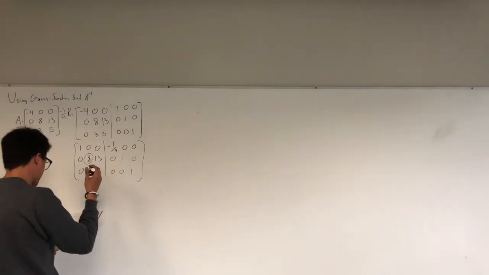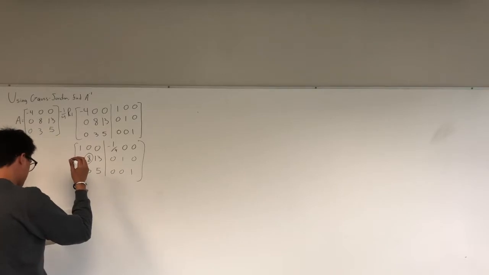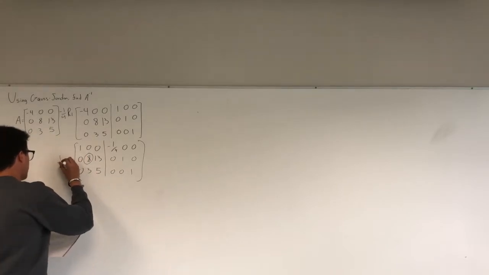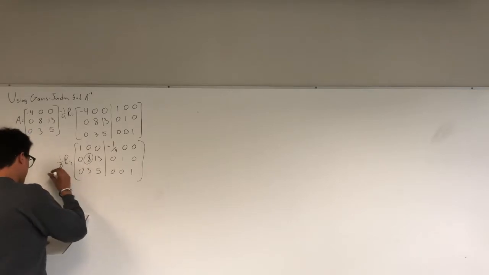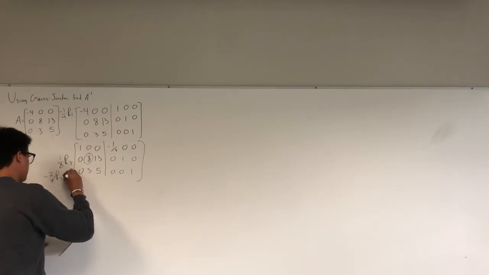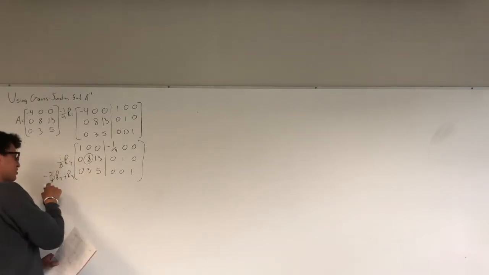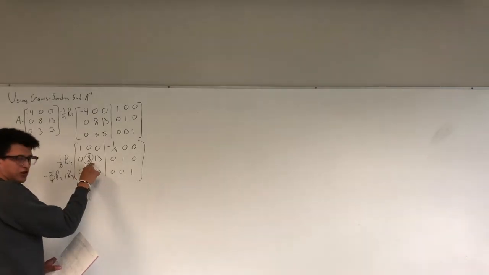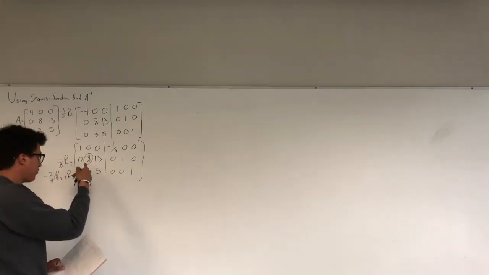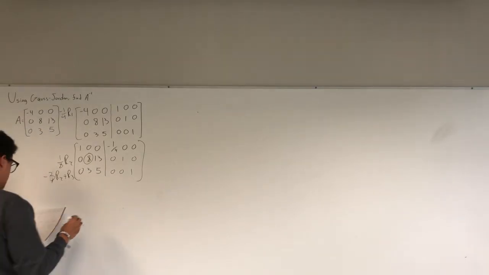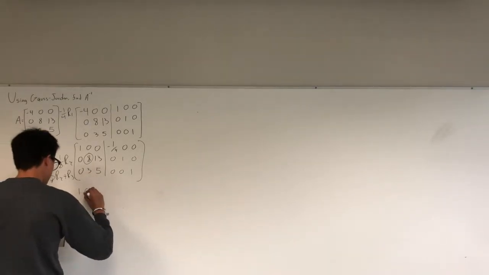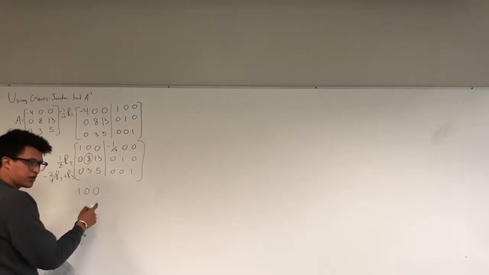For that we make this 1/8 of R2, and for this row we make the 3 times R2 plus R3. This R2 is when this entry is a 1. After that we get the following matrix.